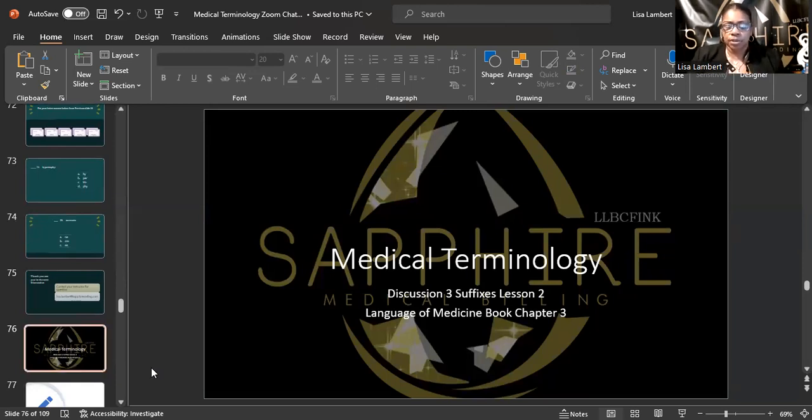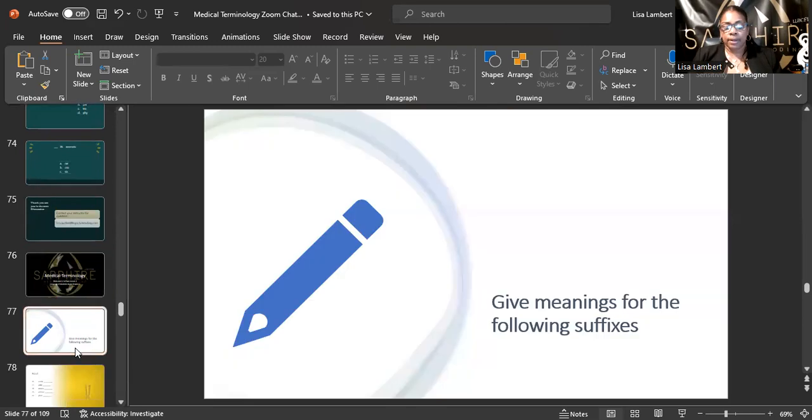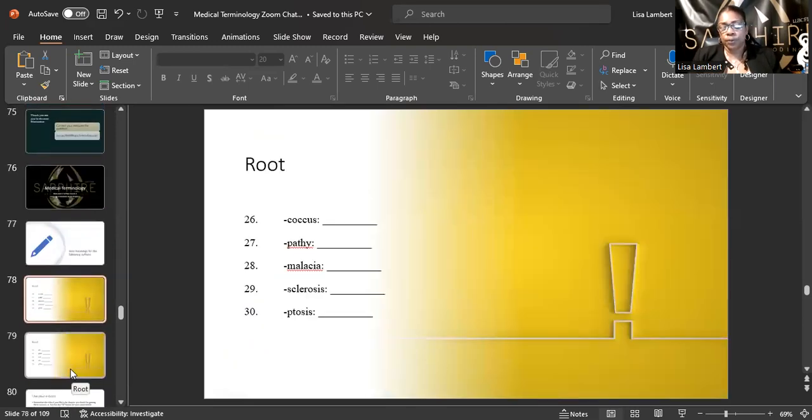Okay, medical terminology discussion 3, step 2. So this is lesson 2 of discussion 3. Lesson 3 may have 2 or 3 different discussions. I might be talking about A, and then I'll start talking about B. That's all that means. This is just lesson 2 of the suffixes. And again, yours won't look like this. Mine just looks like this because it's the PowerPoint.